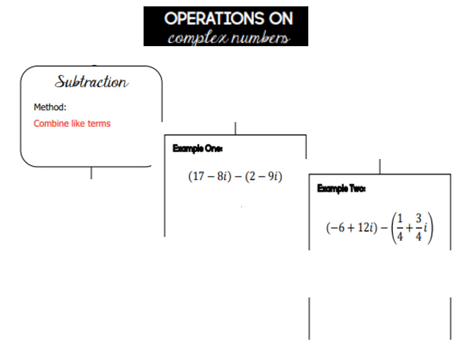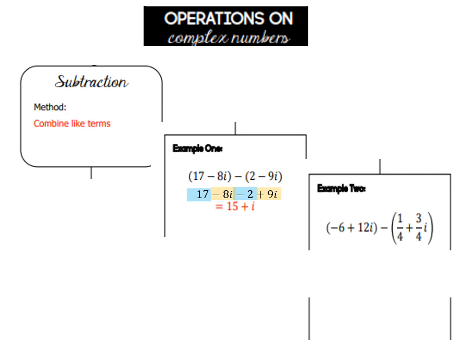Subtraction, same thing. Combine like terms. But first, it helps if we rewrite the subtraction, distribute that subtraction. So 17 minus 8i minus the quantity 2 minus 9i turns into 17 minus 8i minus 2 plus 9i. 17 and minus 2 are the real parts. 17 minus 2 is 15. Negative 8i and 9i are the imaginary parts. Negative 8 plus 9 is 1i.